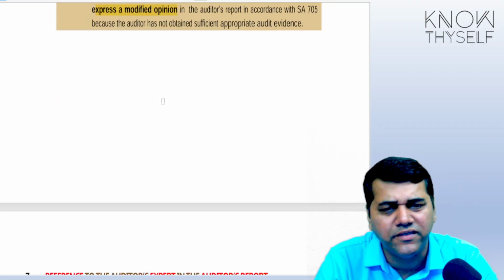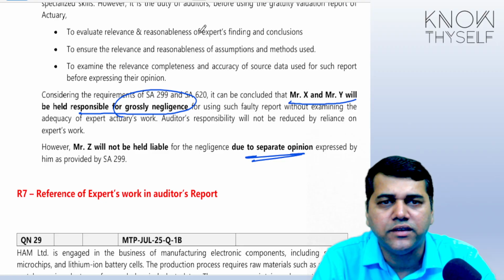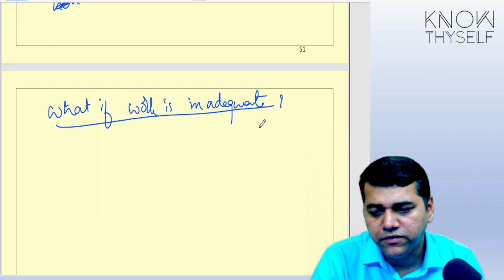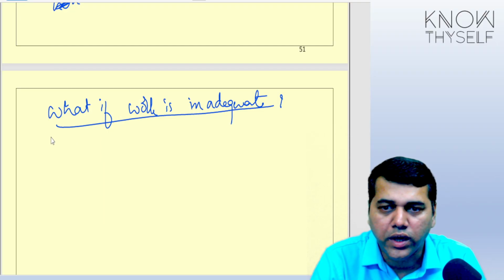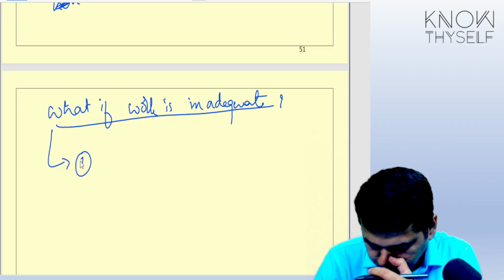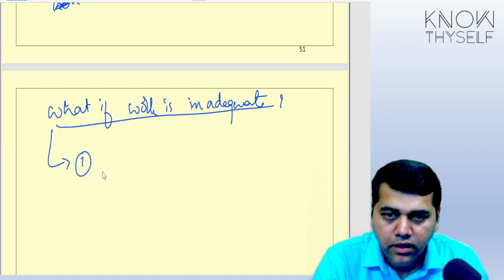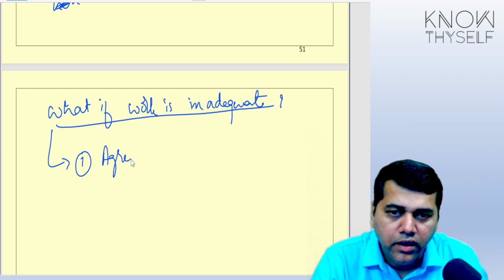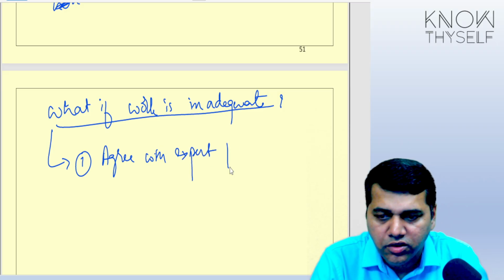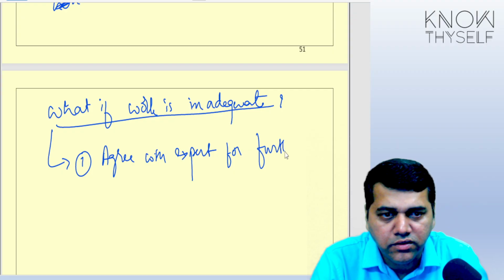Okay, so we'll write, this is a very small point. You can write here in the mind map. What if the work is not adequate? One, agree with expert for further work.